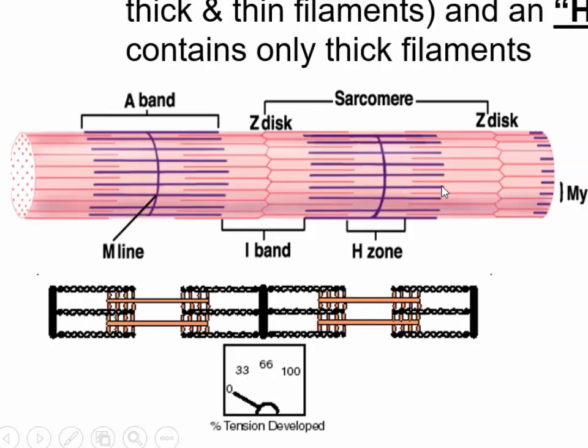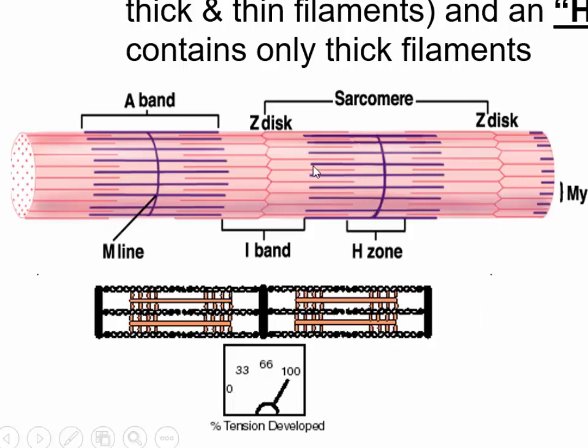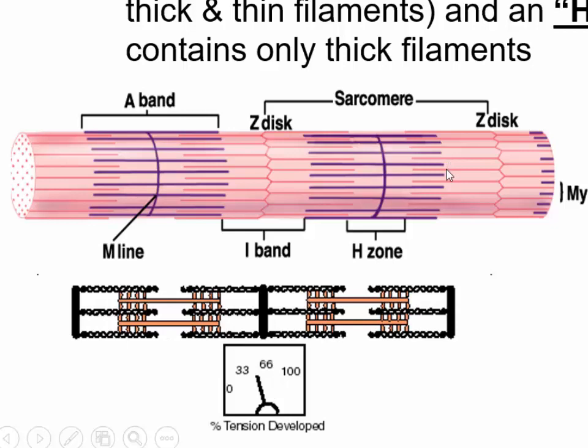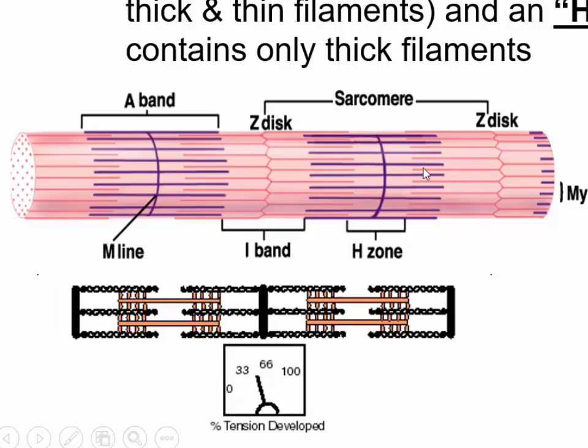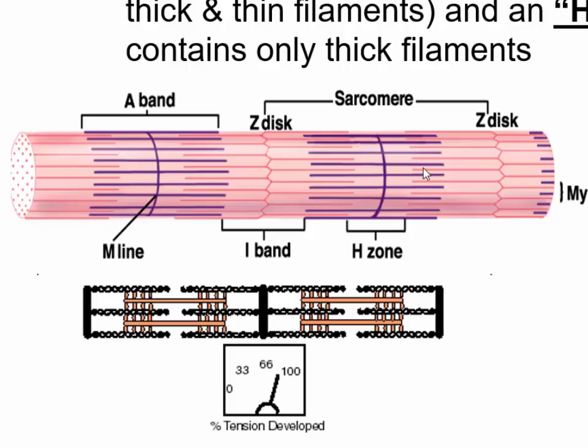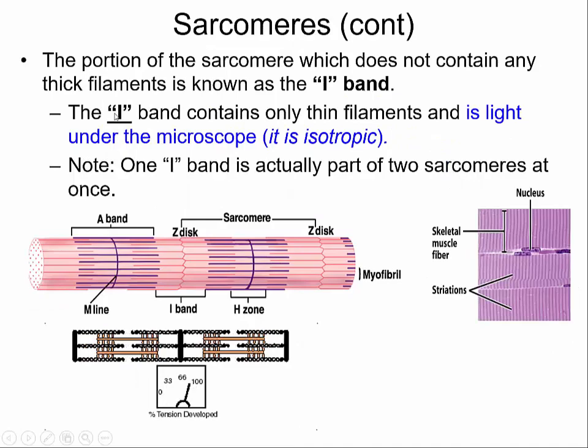Now you should also know that the A band, which goes from one side of the thick filament to the other side of the thick filament, can have thin filaments in here overlapping. So it doesn't only contain thick filaments. There could be some thin filaments in there as they overlap the thick filament. A portion of the sarcomere that doesn't contain any of the thick filaments is known as the I band.